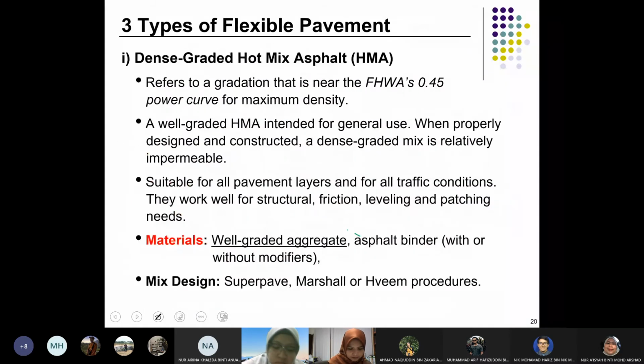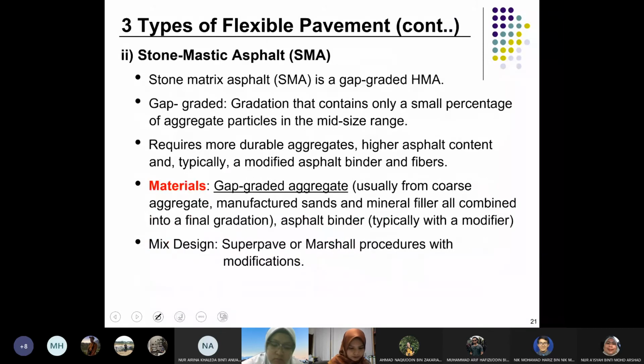Kalau dense graded dia menggunakan well graded aggregate, asphalt binder with or without modifier. Kalau yang ini dia menggunakan gap graded aggregate. Gap graded dia beritahu kat sini dah. Gradation that contains only a small percentage of aggregate particles in the mid-size range. Dia hanya ada sikit je amount of mid-size particles. So dia ada gap di situ. Satu besar, satu kecil. Itu tak ada in between dia. Okay. And then what else here?